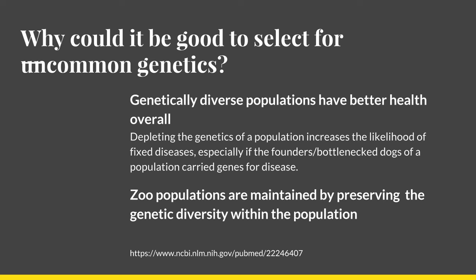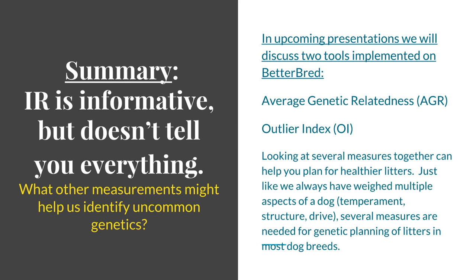So we have seen some breeds that have better health that are bottlenecked, and we believe that's partially because the founders of that breed have had fewer disease genes than other breeds. But that does not mean that we should not still try to preserve the genetic diversity within those breeds. Zoo populations now are maintained by preserving genetic diversity within the population, and they have lots of different strategies that they follow in order to maintain the population's genetic diversity. And it's well known that when a population's genetic diversity decreases, there are lots of issues that come about. So in summary, IR is informative, but it doesn't tell you everything.